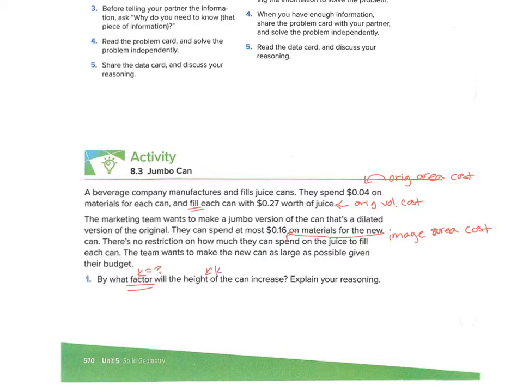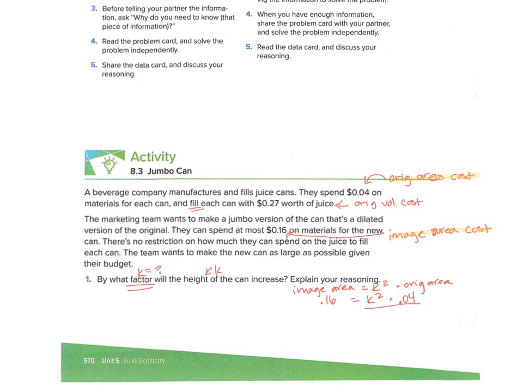So again, I need to find my k. The only way I can find k is by using one of my equations. In this case, since I know the original area and I know the image area, I'm going to write an area equation. That's going to allow me to solve for k, because I know my image area equals k squared times my original area. So let's fill in what I know. My image area is 0.16. My original area is 0.04. So now I need to solve for k.